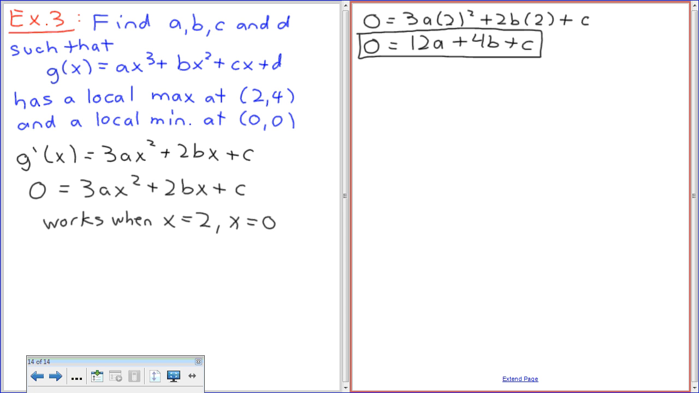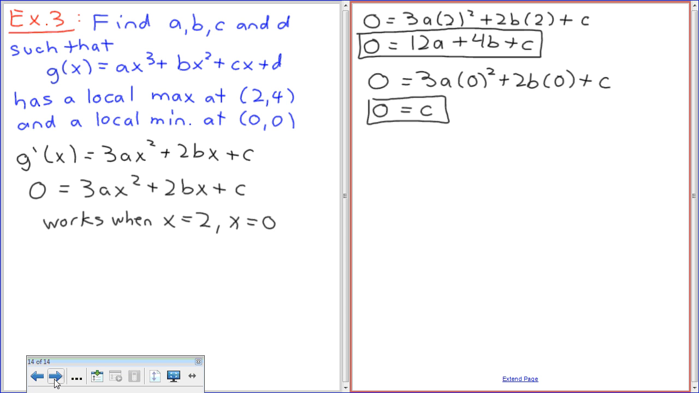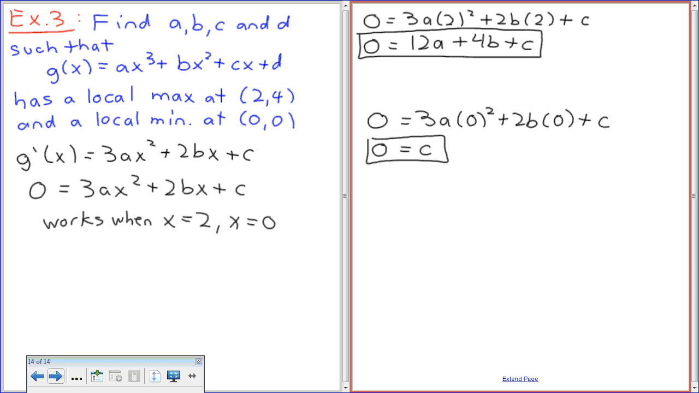But we're saying, you're plugging in x equals 2 and plugging in x equals 0 here. Now this one is very helpful to us. So James, I need you to come back with me here. What's 3a times 0 squared? Good. What's 2b times 0? Good. So what does that make c? 0 equals c. Okay, that is very nice. Because since c equals 0, what that really means is that 0 equals 12a plus 4b.